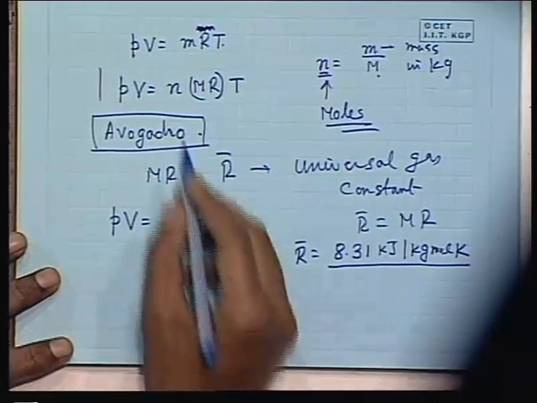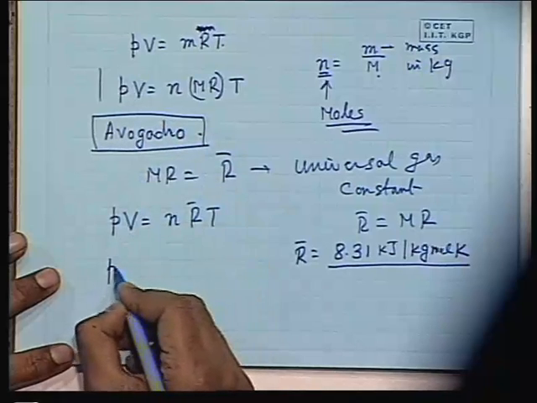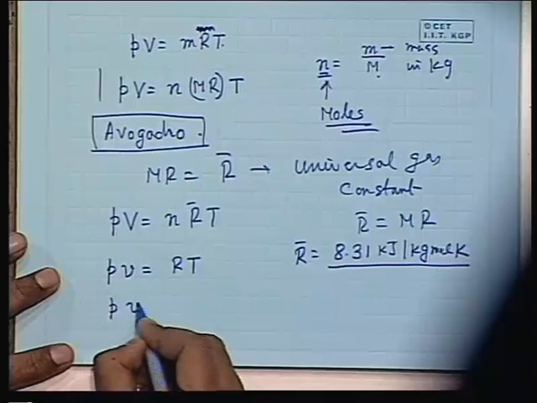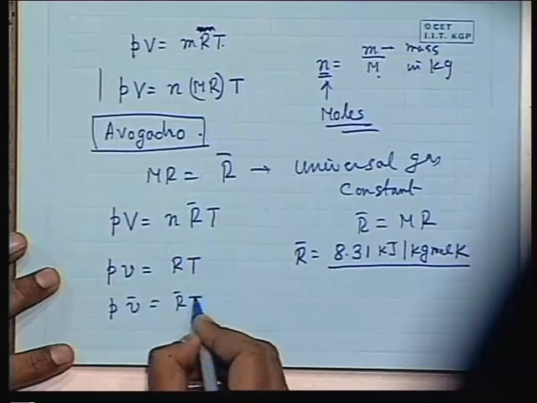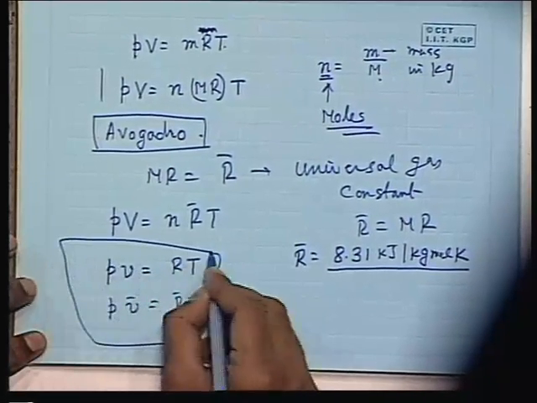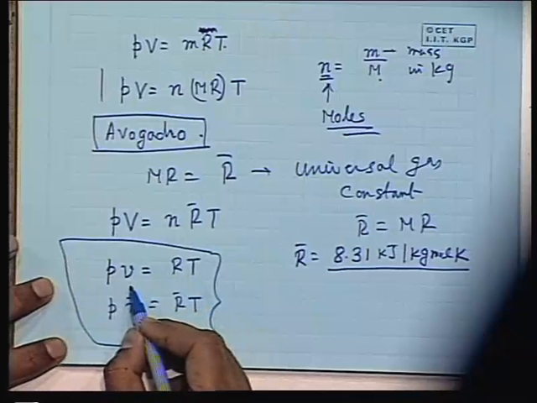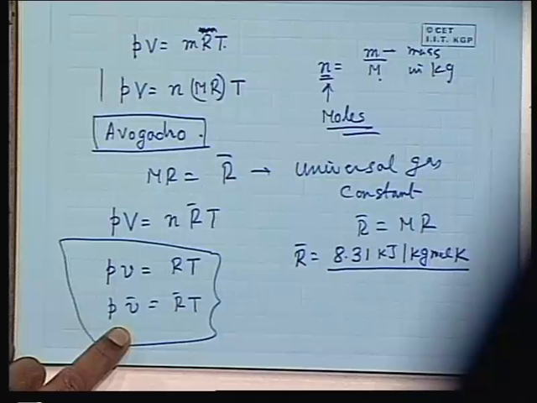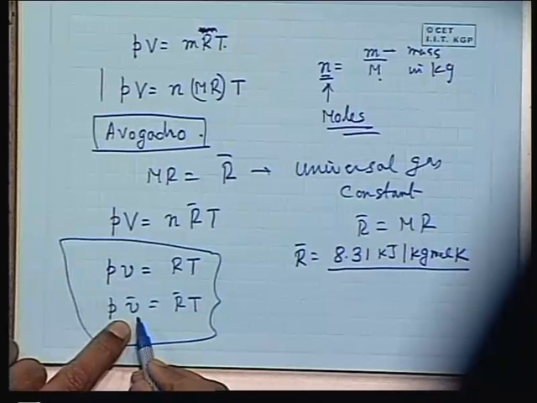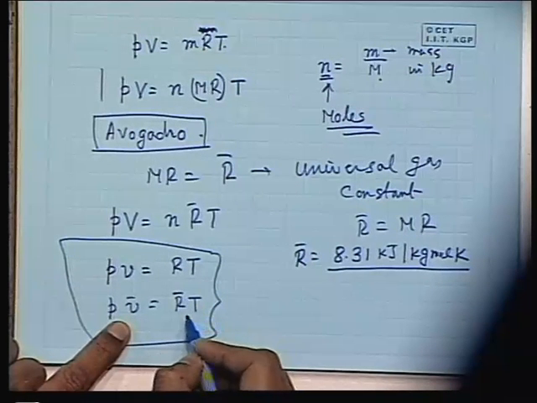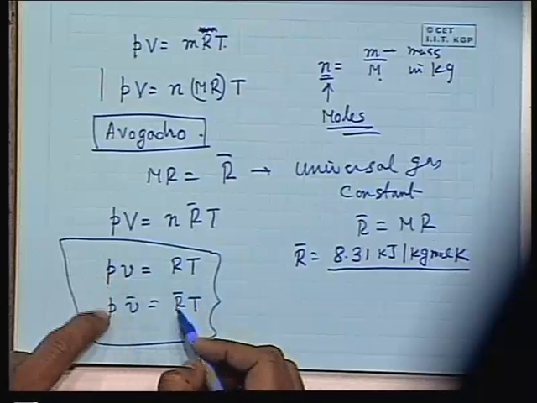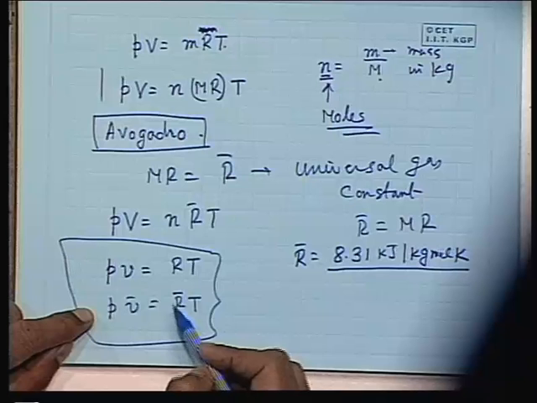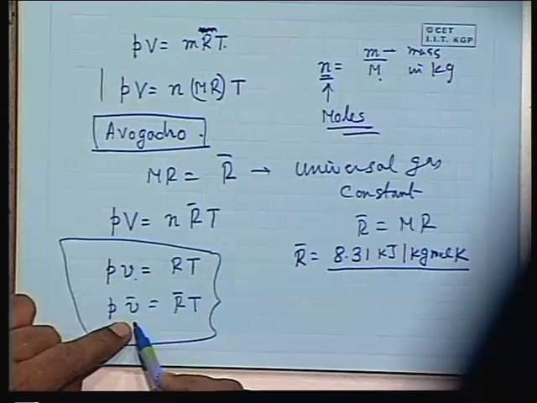That means if we write again the two equations in terms of the specific volume, one is PV is equal to RT, another is P V bar is equal to R bar T. I will use always these two equations. Be careful. In PV is equal to RT, small v is the specific volume, volume per unit mass. V bar is volume per unit mole, and R bar is the universal gas constant. So the two equations are the same, they are not independent equations. They are expressed in different forms. Here v is the specific volume, here V bar is the molar volume.